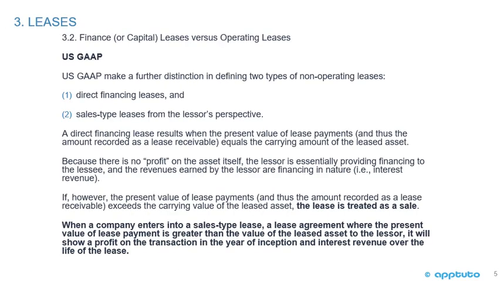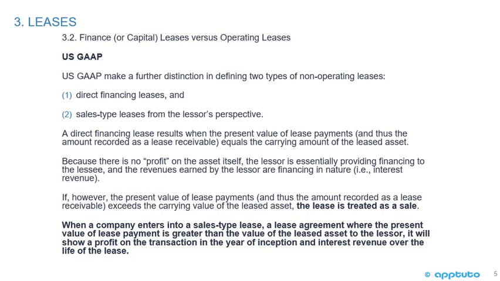So continuing with finance or capital leases versus operating leases and some more information with regards to US GAAP. US GAAP makes a further distinction in defining two types of non-operating leases. One is a direct financing lease, and two is a sales type lease, from the lessor's perspective. A direct financing lease results when the present value of lease payments, and thus the amount recorded as lease receivable, equals the carrying amount of the leased asset.